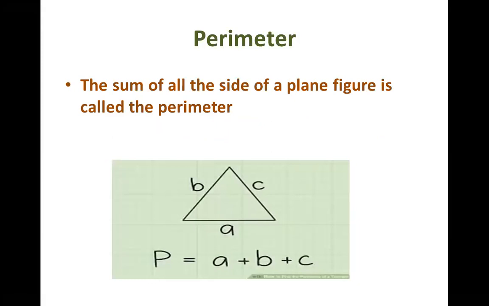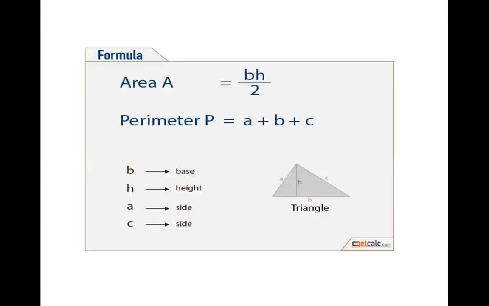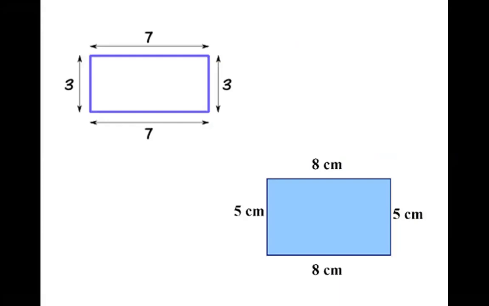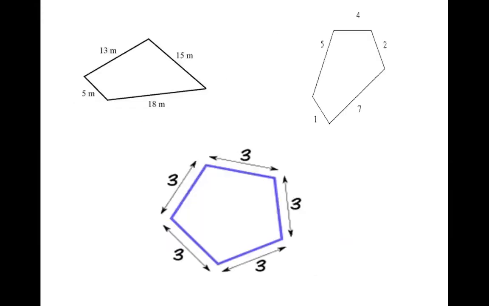So the perimeter is the sum of all the sides. If you take the addition of all the sides, you should get the perimeter of any polygon. Polygon means a closed figure. Here we discuss the perimeter of the given figure and calculate it.